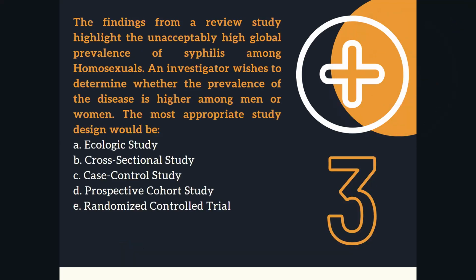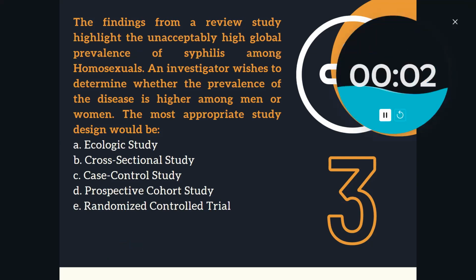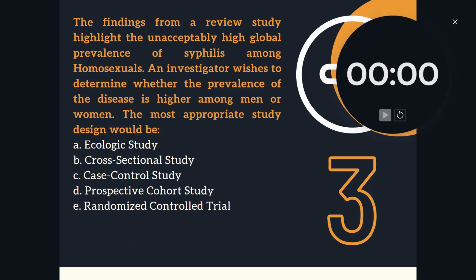The findings from a review study highlight the unacceptably high global prevalence of syphilis among homosexuals. An investigator wishes to determine whether the prevalence of the disease is higher among men or women. The most appropriate study design would be A, ecological study, B, cross-sectional study, C, case control study, D, prospective cohort study, and E, randomized controlled trial. The answer is B.